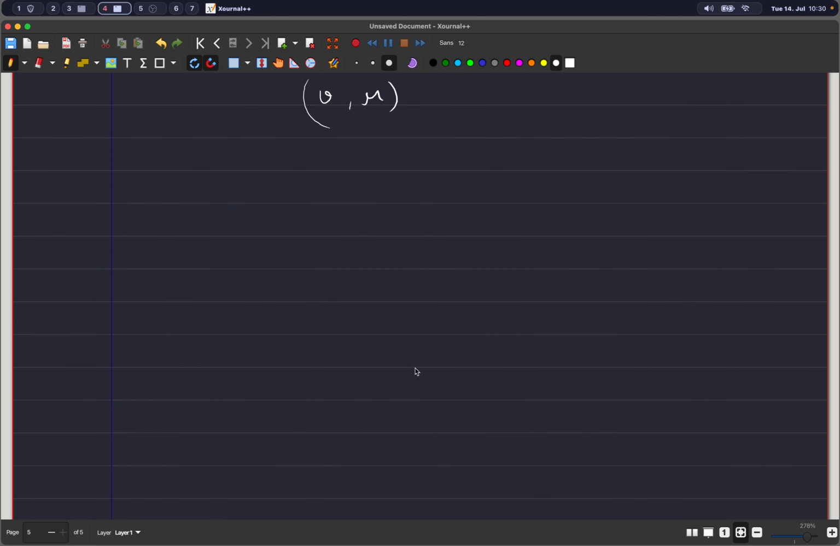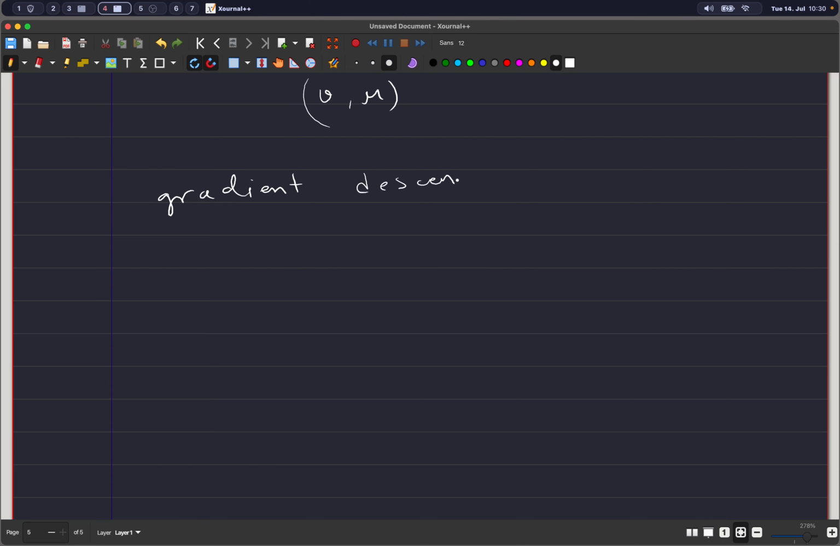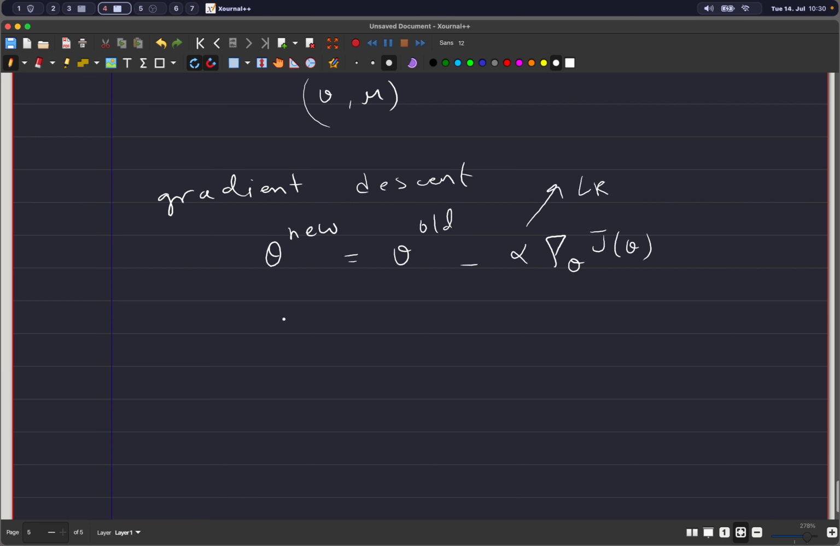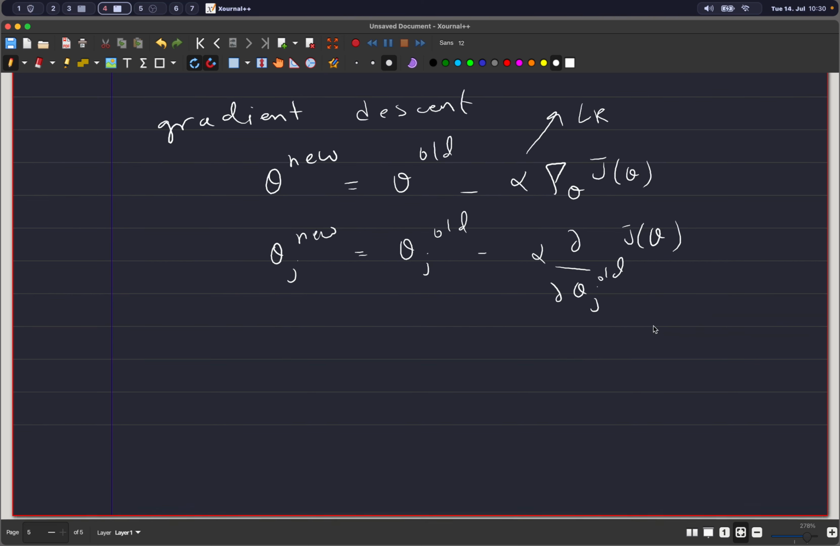And how can you do that? You can simply use gradient descent, the time tested algorithm, to optimize any kind of parameters that we have. So let's say theta new will be equal to theta old. Theta will be our matrix of all the parameters that we have. And then we can just take the gradient of it and update our weights, where alpha is a learning rate. If we are just looking at one element of theta, then theta j new will be equal to theta j old minus alpha times the partial derivative of J theta with respect to theta j old. So this will be our update rule.